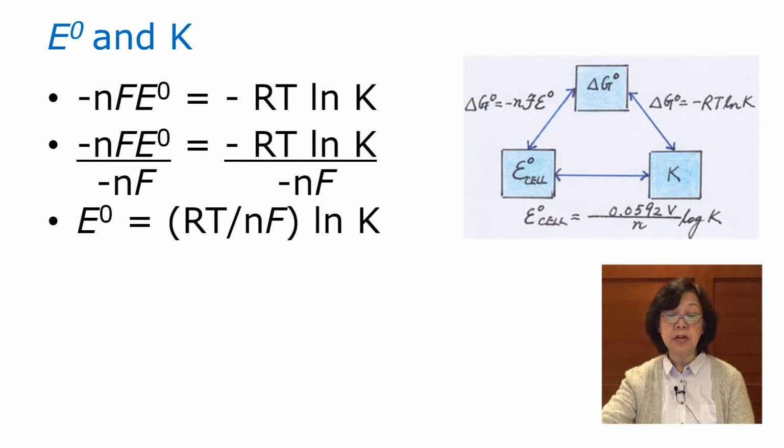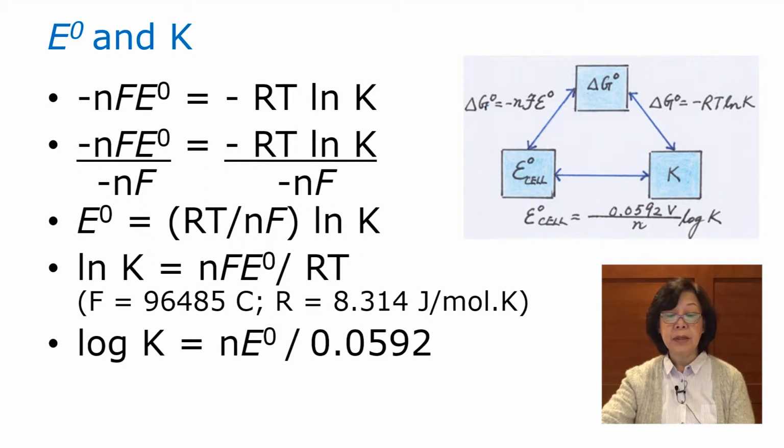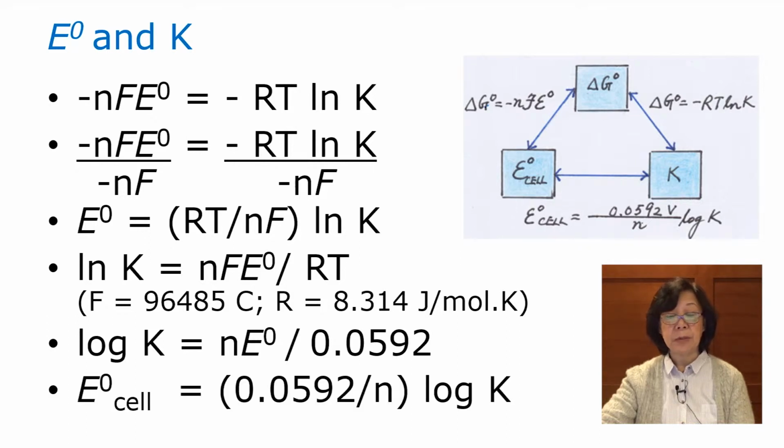Now how did we get that relationship? Let's examine further. If we plug in the Faraday's constant, R, and the temperature at 298 K, then log of K is equal to n E0 over 0.0592. Therefore the cell potential is equal to 0.0592, the constant value, over moles of electrons times log of K, which is then represented in the diagram above as a three-way relationship. It will be good for us to remember this three-way relationship.